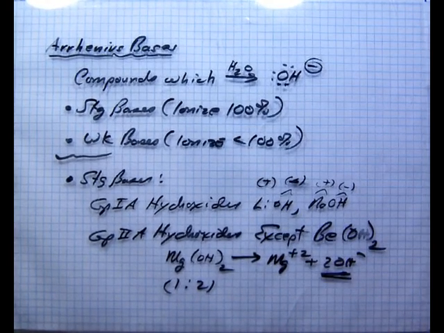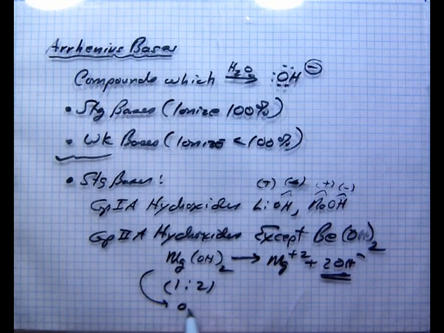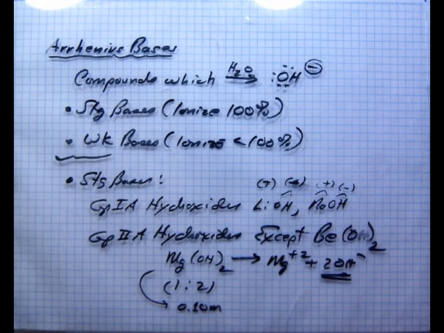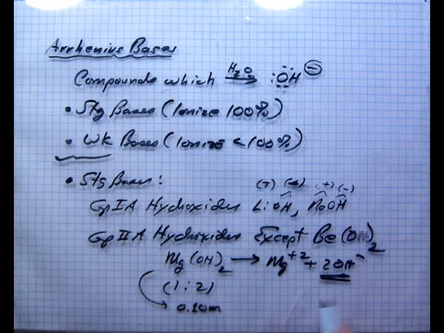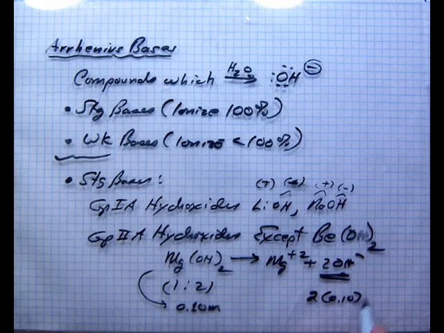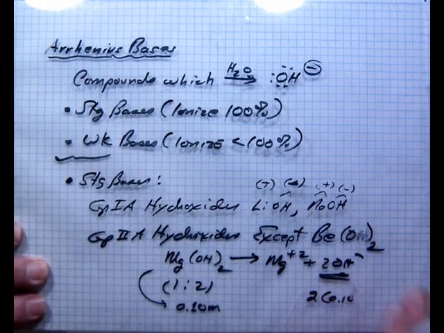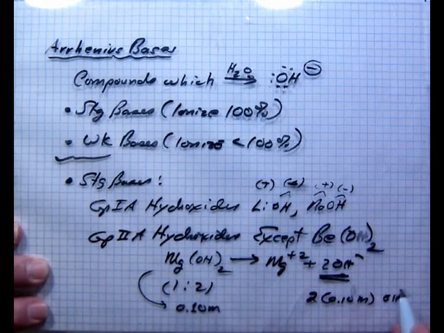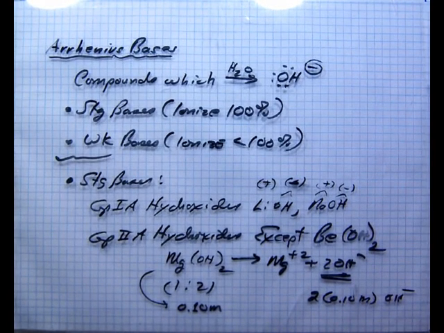Now, notice the 2 hydroxides. That's going to come into play in some problems in which they'll give you the magnesium hydroxide concentration, and then ask you to tell them what the hydroxide concentration is going to be. It's going to be twice the magnesium hydroxide. Say they give you a 0.10 molar magnesium hydroxide. If it's 100% ionized, then this is going to give you 2 times 0.10 molar in OH minus ions. It doubles in the ionization.